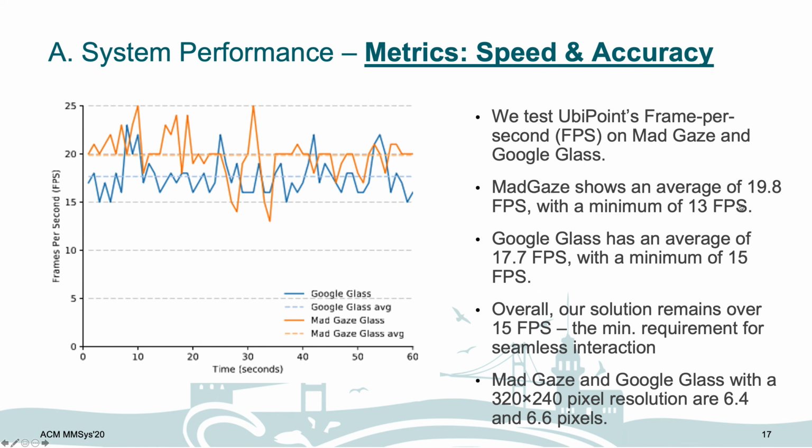So here is the system performance. We have 5 metrics: speed, accuracy, CPU utilization, memory utilization, and energy consumption. And on this slide, speed and accuracy. We test UbiPoint frames per second on Mac Gaze and Google Glass, two low-end smart glasses, and Mac Gaze shows an average of around 20 FPS with a minimum of 13 FPS. And Google Glass has around 18 FPS with a minimum of 15 FPS.